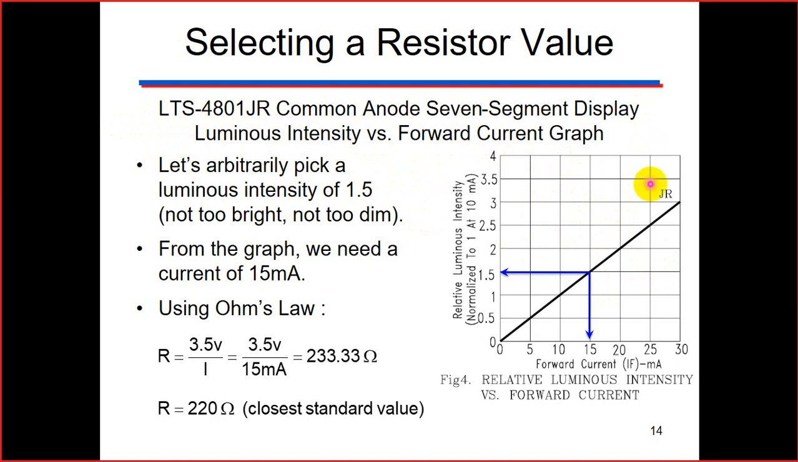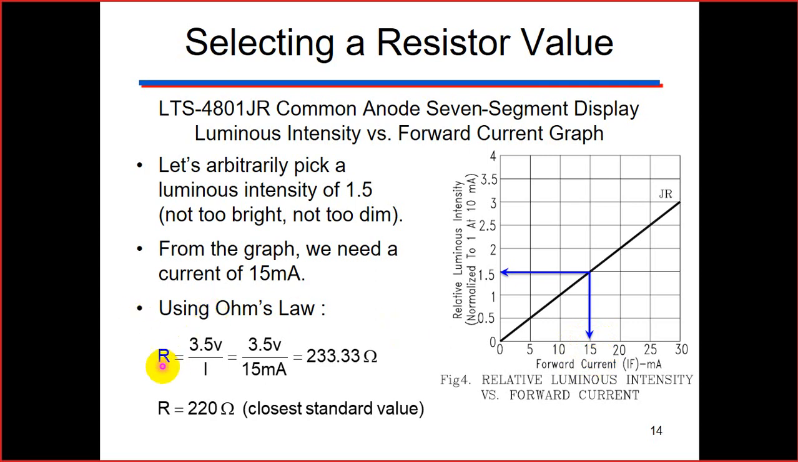So in your case, what is the 7 segment display that you are using? Depending on the display, from the data sheet, you will get the graph. Let's arbitrarily pick a luminous intensity of 1.5. 1.5, that's not too bad, not too dim. From the graph, we need a current of 15 milliampere. If you look at the graph, for that luminance, we need 15 milliampere.